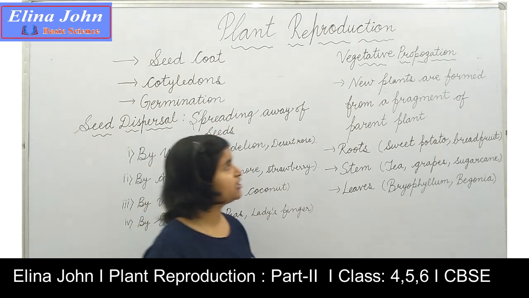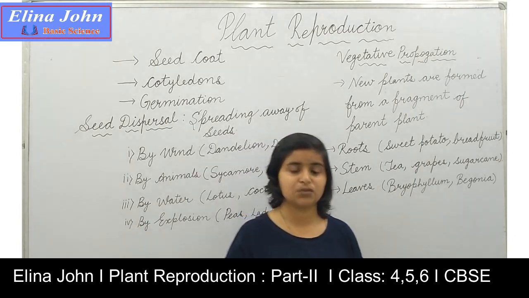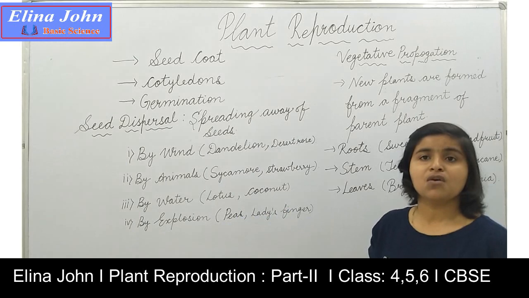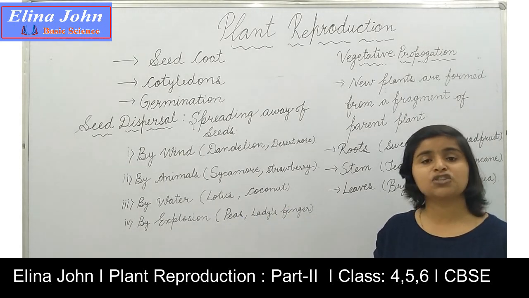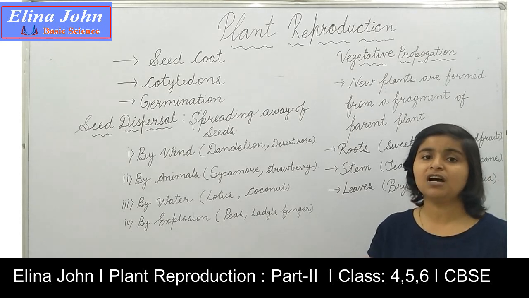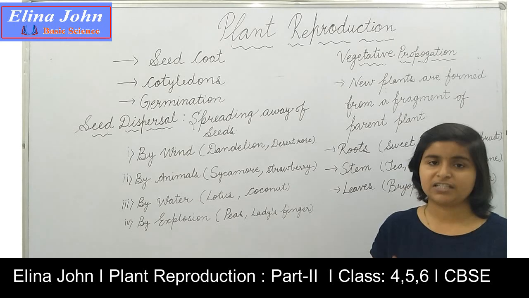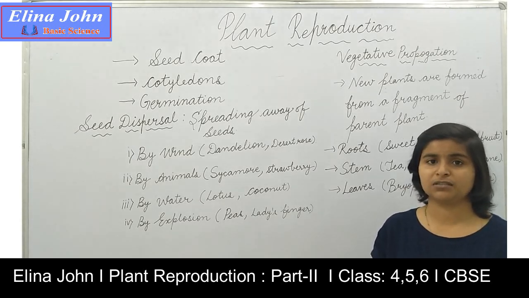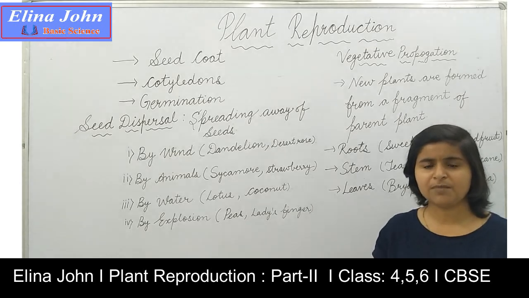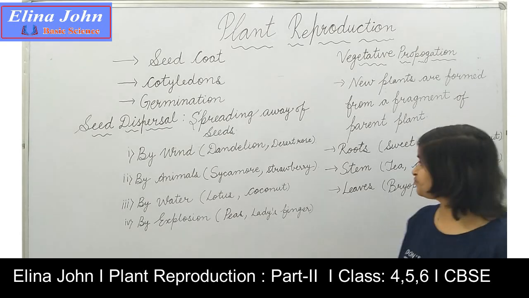Next is vegetative propagation. So dear students, first of all understand what vegetative propagation is. Vegetative propagation is a process of reproduction in which a new plant is formed from fragments of the parent plant. Vegetative propagation is also known as vegetative reproduction, in which we use different parts of a plant like roots, stems, leaves to grow a new plant.